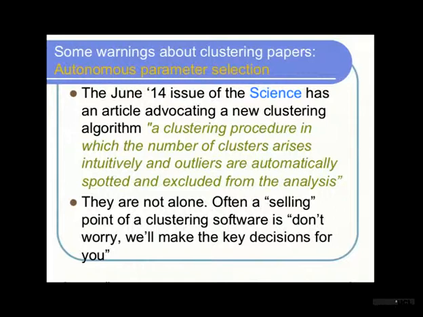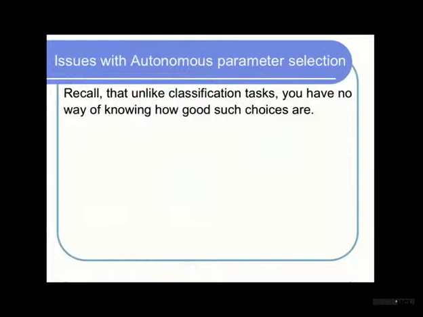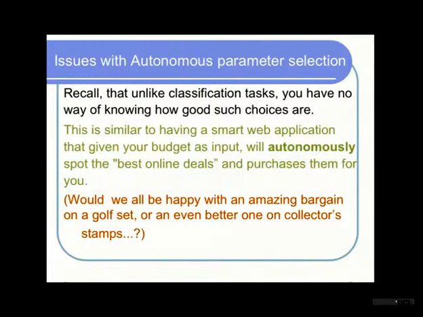This paper is not alone. It's often a selling point of clustering software to say, you don't need to worry, we will make the key decisions for you. This algorithm is wonderful, it chooses the parameters for you. Since we have no known good way of making those choices, it is similar to if I advocated a smart web application that you give your budget, and this web application will automatically spot the best online deals and purchase them for you.